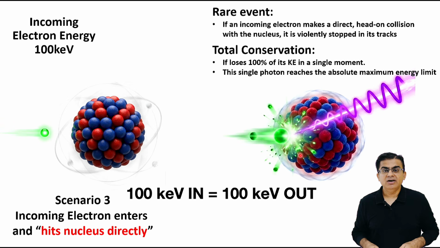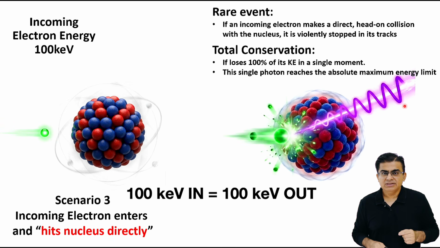According to the fundamental law of total energy conservation, this massive amount of lost energy cannot simply vanish. It is instantly converted into a brand new electromagnetic wave. This single photon is born with the absolute maximum possible energy. As you can see clearly on the diagram, exactly 100 keV goes in and a Bremsstrahlung photon of exactly 100 keV comes out.